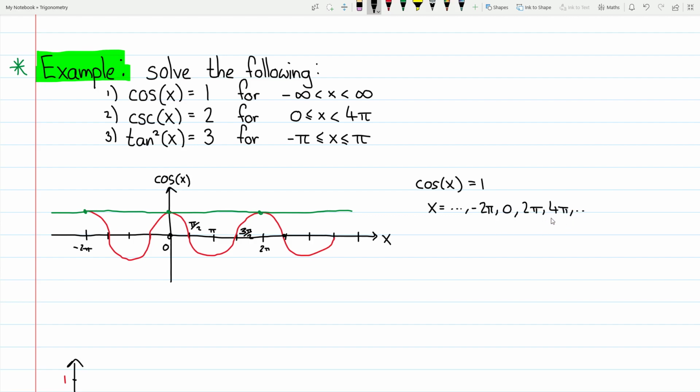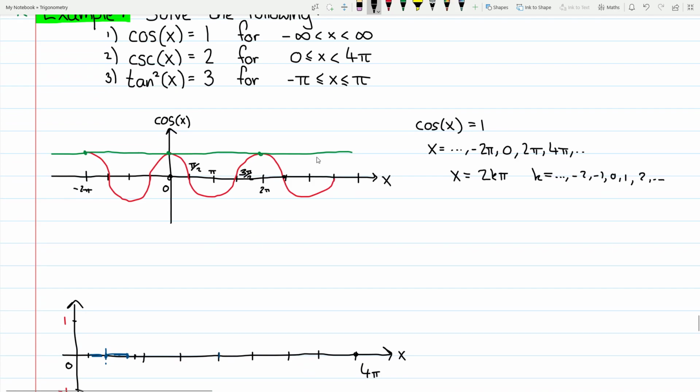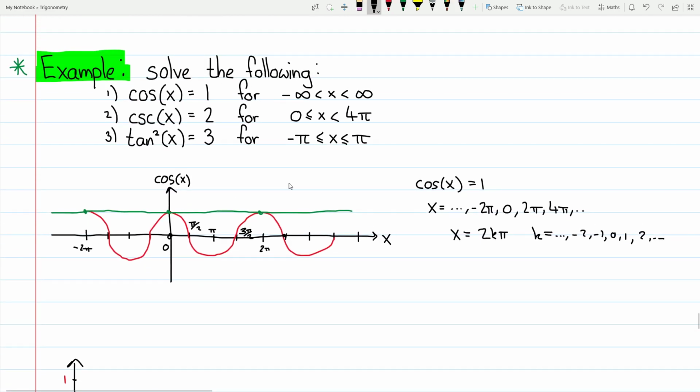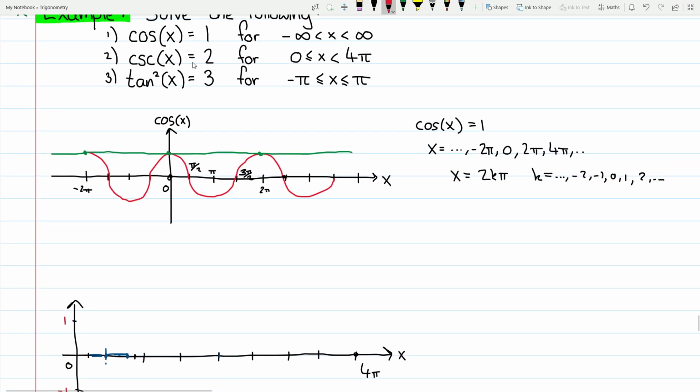So all these values, ad infinitum. Another way of writing this is equals 2kπ, for k equals negative 2, negative 1, 0, 1, 2, and so on. So that's how you can use it to solve this equation. We've just drawn the graphs and observed where they've intersected. In fact, we've used a bit of symmetry here. So let's do it again.